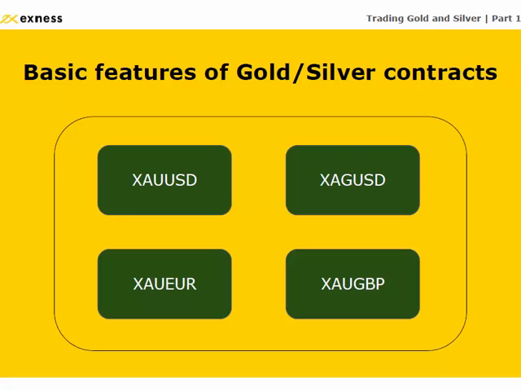First, let's get acquainted with symbols. Gold in the MetaTrader platform is marked with the symbol XAUUSD. Silver is marked with the symbol XAGUSD. There are also less popular symbols like XAUEUR, which is gold versus euro, XAUGBP, which is gold versus British pound, and so on. But the most popular contracts are those listed above: gold versus the American dollar and silver versus the American dollar.